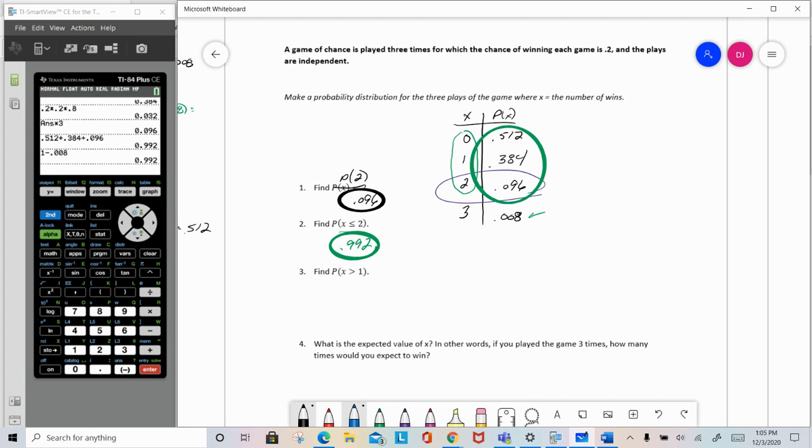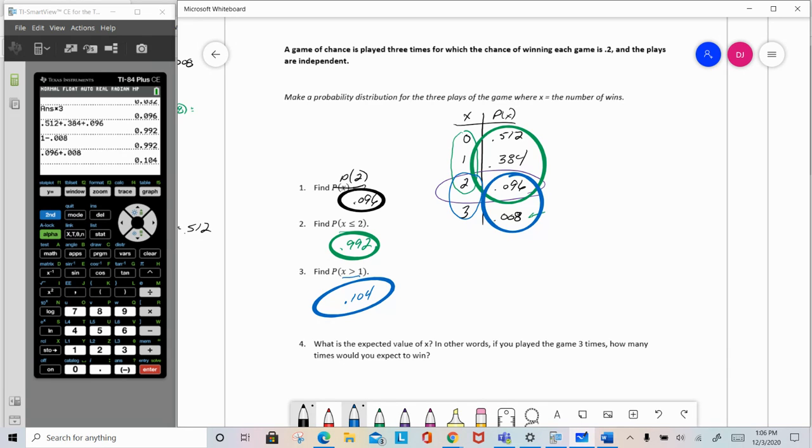Now, lastly, what's the probability that x is greater than 1? Notice that x being greater than 1 does not include the 1. So that would be that x is either 2 or 3. So I'm going to add the 0.096 plus the 0.008, and we get 0.104. So those probabilities aren't too bad, I hope.